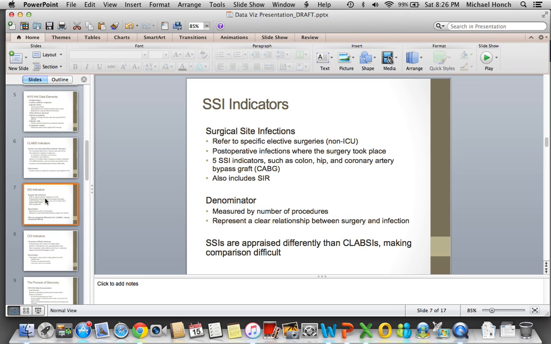The donor is where the vein or artery is taken from the leg or the arm for heart surgery. Now, this particular HAI is measured by number of procedures, which represents a clear relationship between the surgery and the infection. But as we can see, SSIs are measured differently than CLABSIs, which makes comparison between the two difficult.